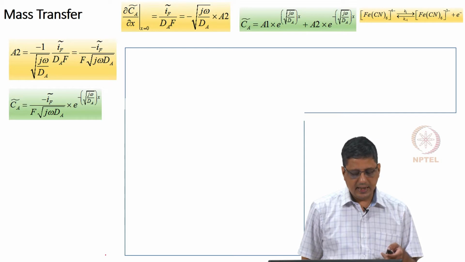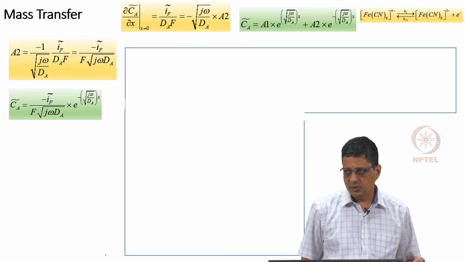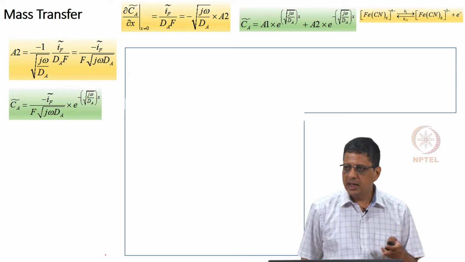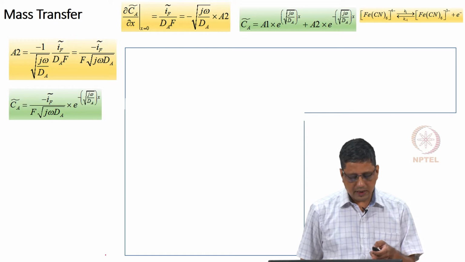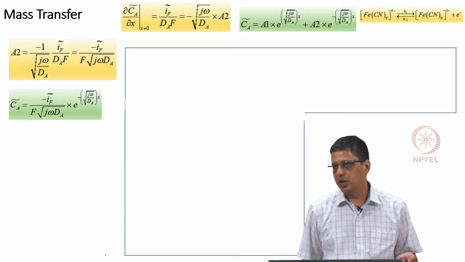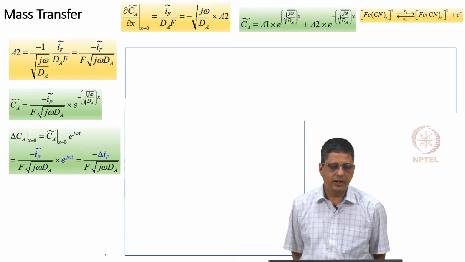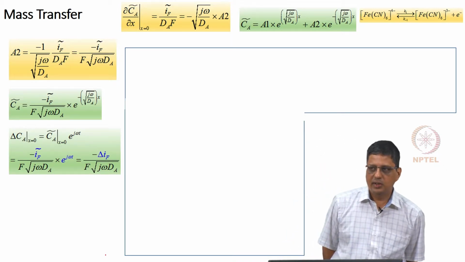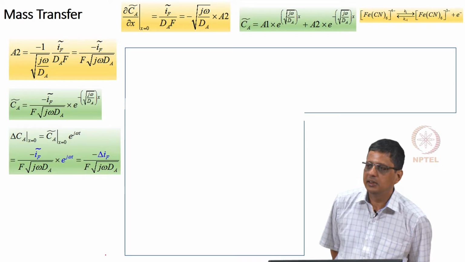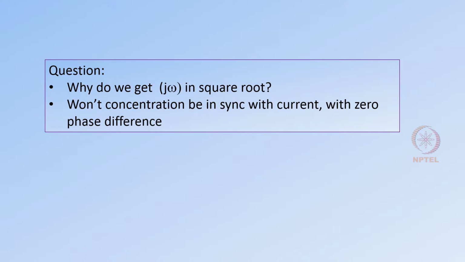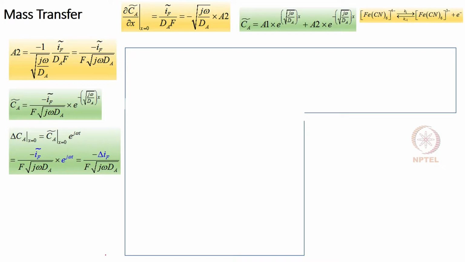Therefore, we would write Ca as, substituting for A2, Ca tilde, which in general is going to look like this. And Ca tilde at x equal to 0 is going to look like the first factor, because the second factor is going to become unity. Once we know Ca tilde, we can write del Ca. All that we need to do is to multiply by e power j omega t. And now that IF tilde combined with e power j omega t, you would get it as del IF or IFAC. So, this is how it works.